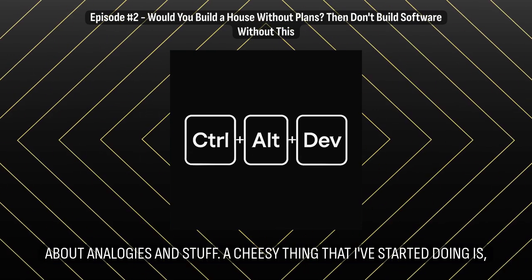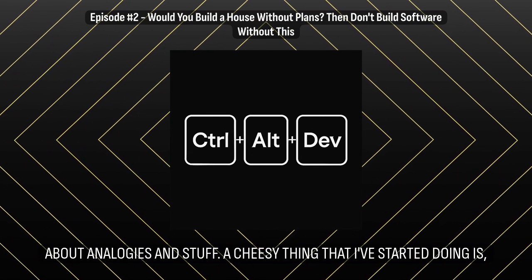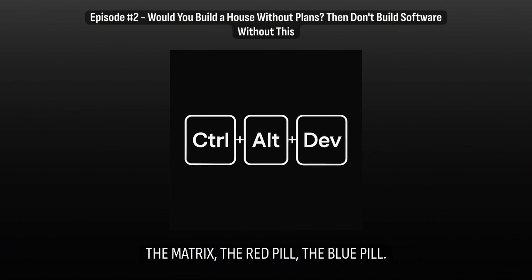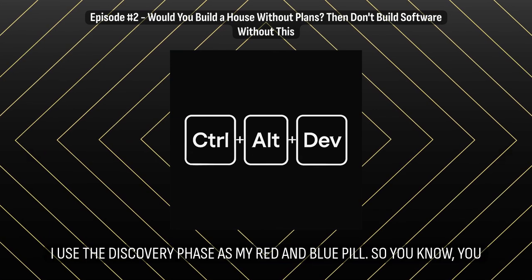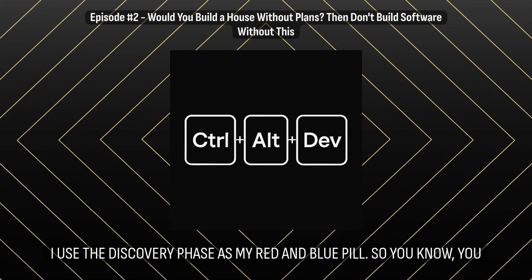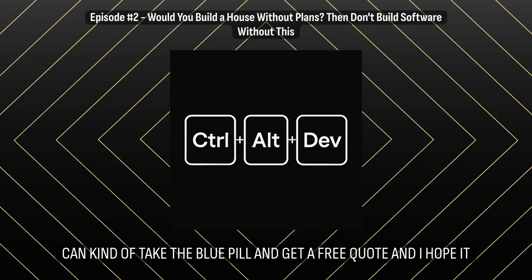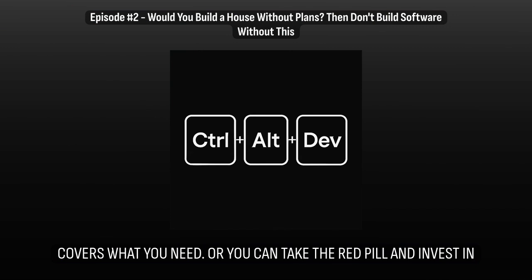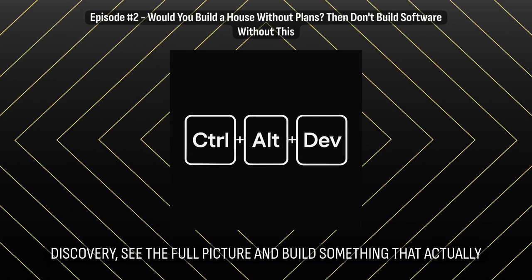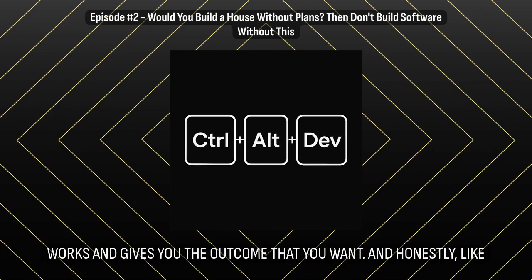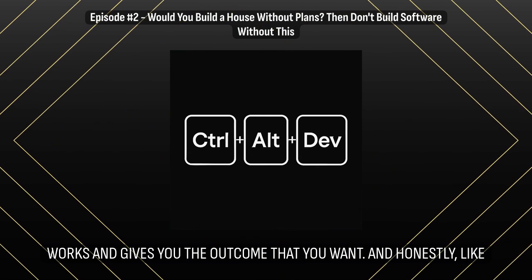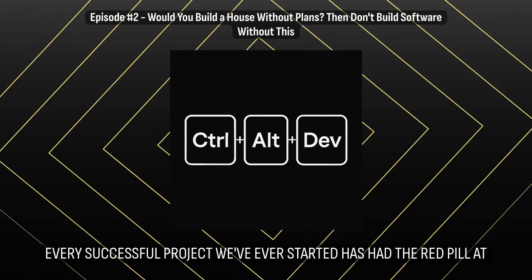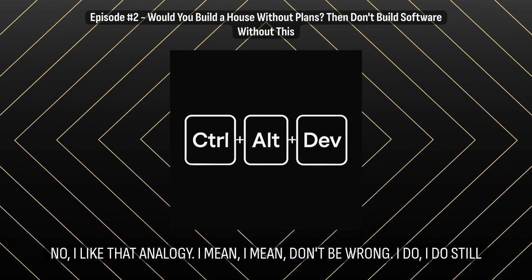I mean, you were talking about analogies and stuff. A cheesy thing that I've started doing is, and I'm embarrassed to share this, but the futuristic film The Matrix, the red pill, the blue pill. Oh yeah. So I use the discovery phase as my red and blue pill. You can take the blue pill and get a free quote and hope it covers what you need, or you can take the red pill and invest in discovery, see the full picture, and build something that actually works and gives you the outcome that you want. And honestly, every successful project we've ever started has had the red pill at the start. No, I like that analogy.